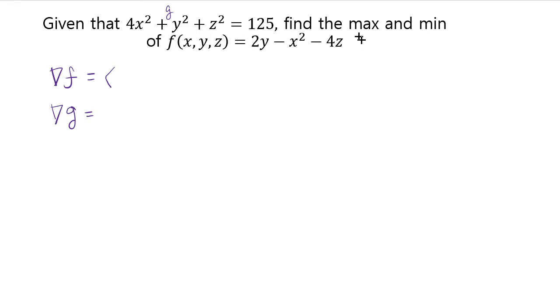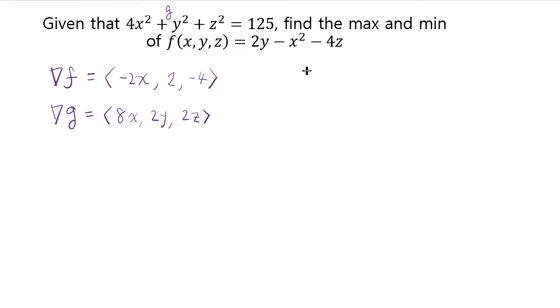If you differentiate this by x, that's the partial derivative by x, it means you treat y and z as constants, so they become 0, and the derivative of negative x squared is negative 2x. If you differentiate this by y, now x and z are considered constants, so you just get 2. Differentiating this by z gives you negative 4. And for g, differentiating by x gives you 8x, and then by y it gives you 2y, and then by z you get 2z.